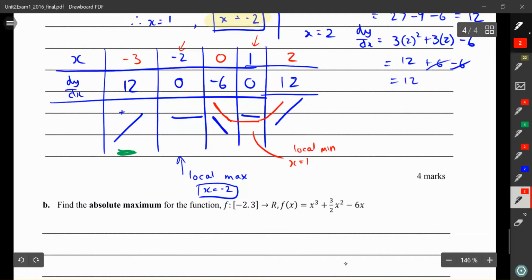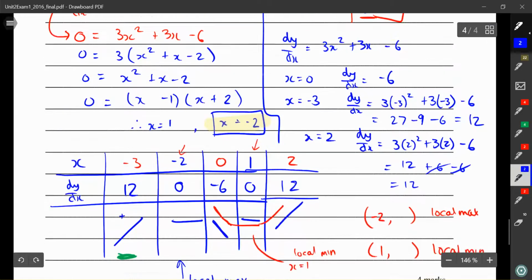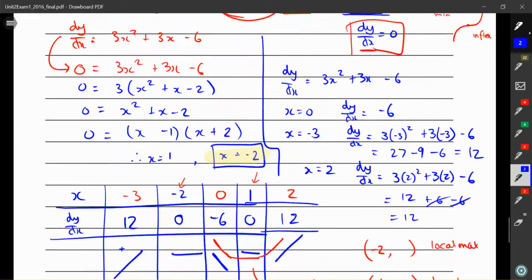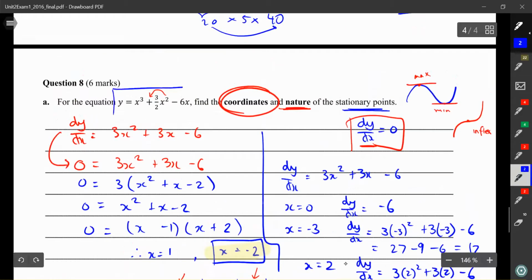So I need to find the y values now. I know when x is negative 2, I don't know what the y value is yet, but this would be a local max. When x is 1, I don't know what the y value is yet, but I know that it is a local minimum. Now I need to find the y value. So we have to sub negative 2 and 1 back into the original equation because it tells you y.